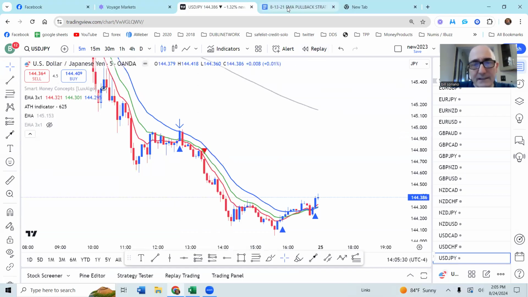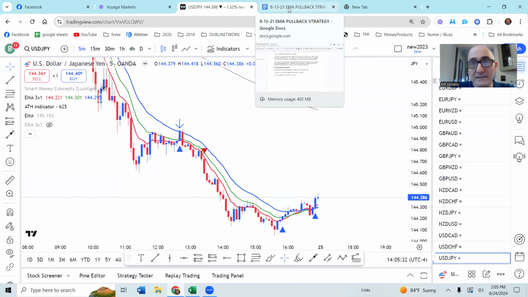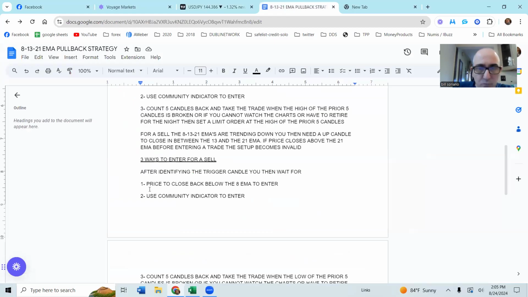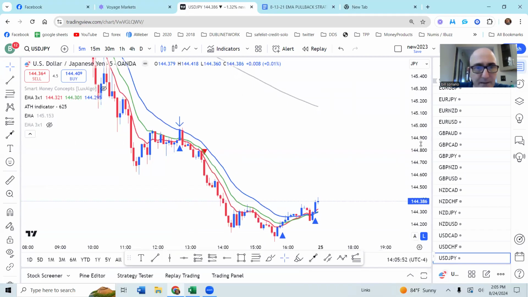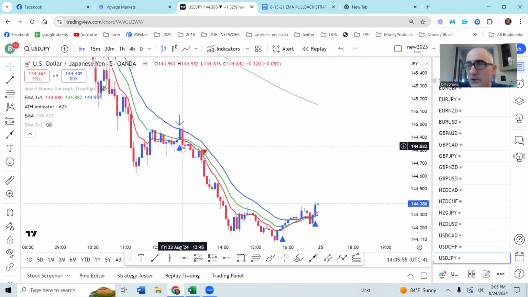So now how do we decide to enter a trade? Well, I have 3 ways that I show you here to enter. The first way you can enter is if price now closes back below the 8 EMA. So in that case right here, this very next candle closes back below the 8 EMA, which is the red EMA. So you can actually enter at the close of that candle. Now you have to wait for the candle to close to make sure, but this is one way to enter the trade.